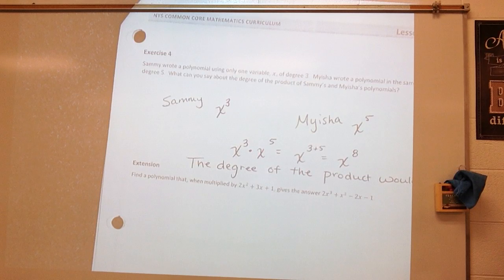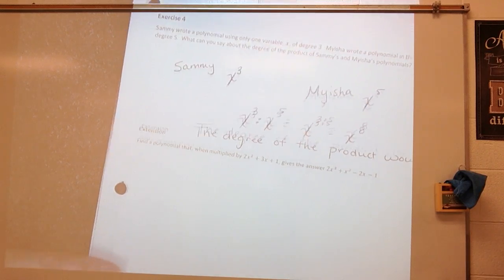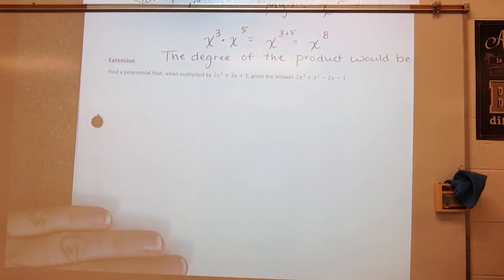That when multiplied by 2x squared plus 3x plus 1 gives the answer 2x cubed plus x squared minus 2x minus 1. What would I do here? This is actually an extension. And it is actually an introduction to something that we do in Algebra 2.